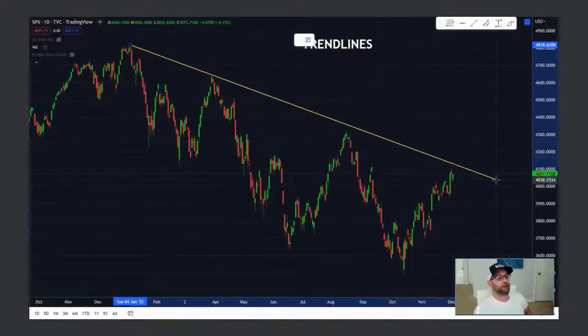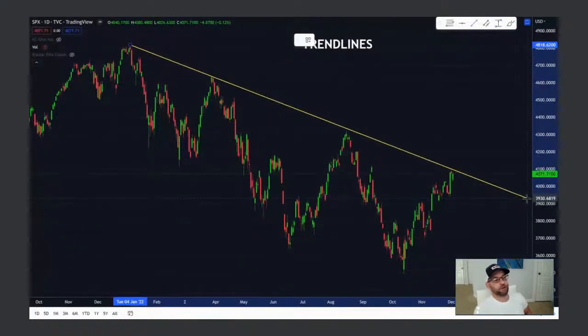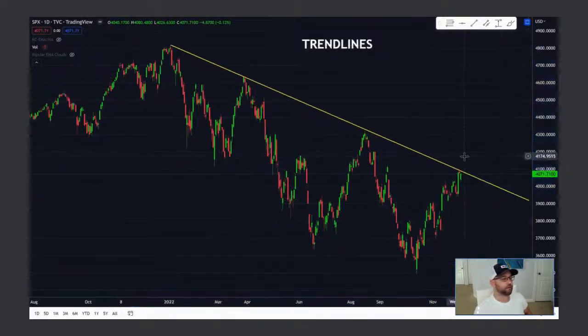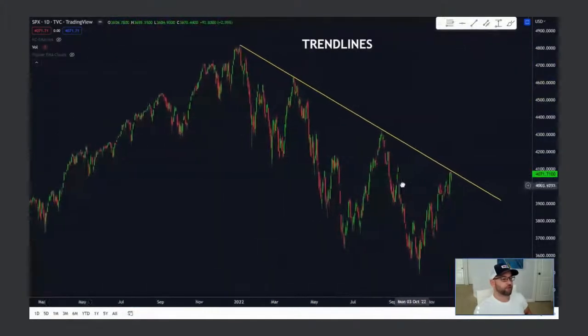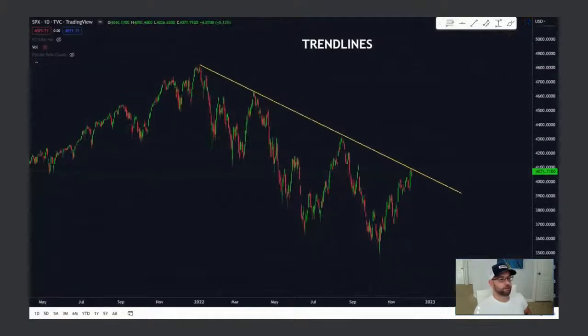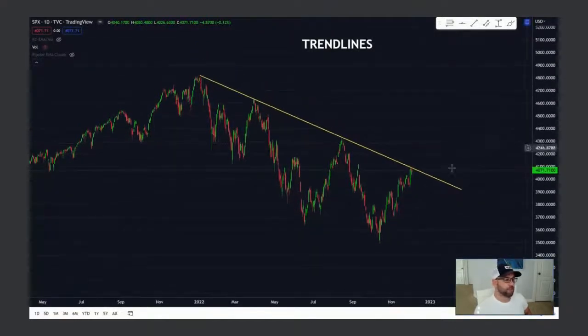And you can pull that out even further. And right now, we just hit it a 4th time. And so far, have rejected. Had a good bounce at the end of the week there. But this is how I use trend lines to place trades.